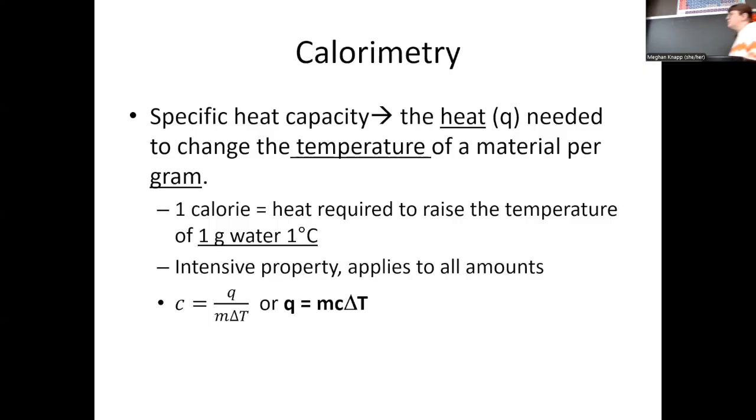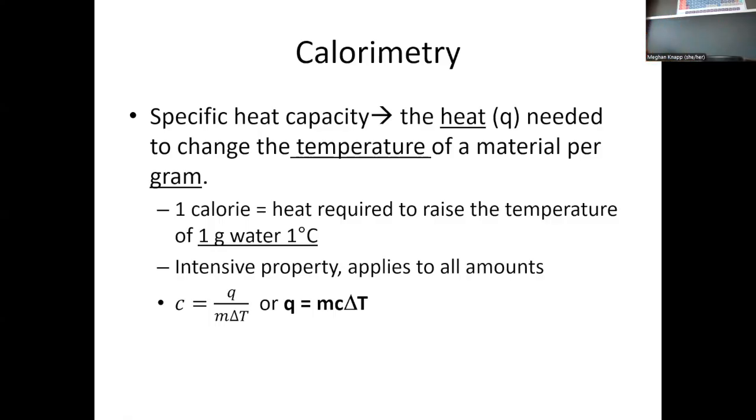All right, so this looks like what was on the previous page, but this is how we normally see this equation, MCΔT. So M is mass, C is the specific heat capacity, and delta T, remember that delta is change, so the change in temperature, but it is specifically final minus initial.